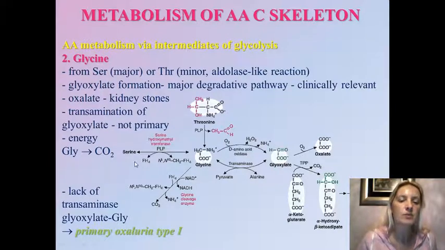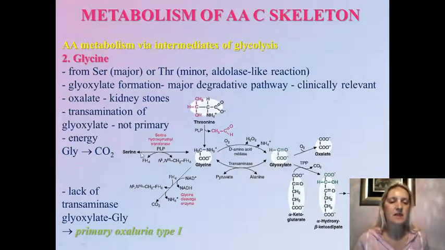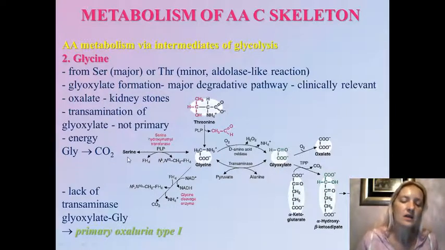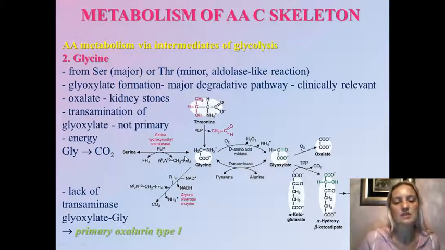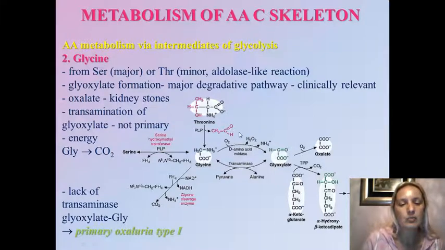But the major pathway is glycine synthesized from serine, where one carbon fragment is transferred to FH4, and also, apart from FH4, PLP is required in the serine hydroxymethyltransferase reaction. This is the biosynthesis of glycine. But speaking about the degradation of glycine, we have two pathways.